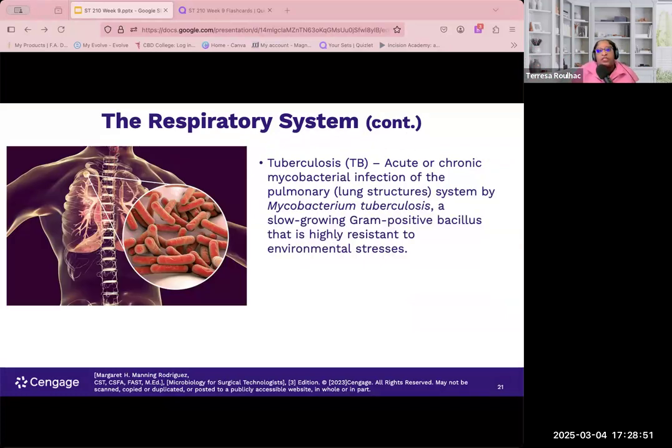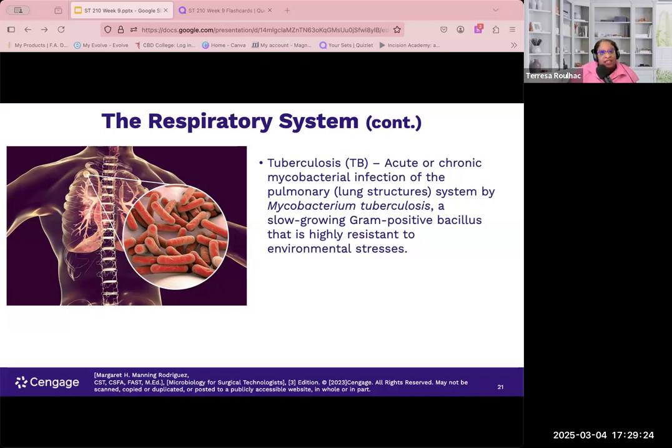Tuberculosis. There's a reason why we require TB testing before you come into the field. This is a chronic acute mycobacterial infection caused by Mycobacterium tuberculosis. It's a slow growing gram-positive bacillus. It primarily affects the lungs, but it can also spread to other organs through our blood system and our lymphatic system. So, how is this transmitted?